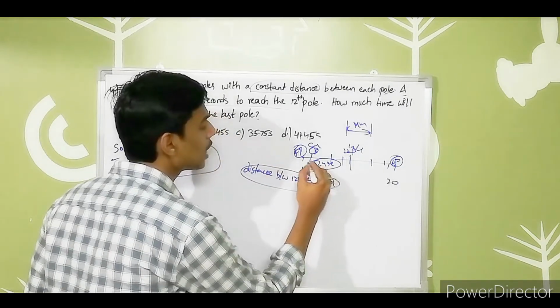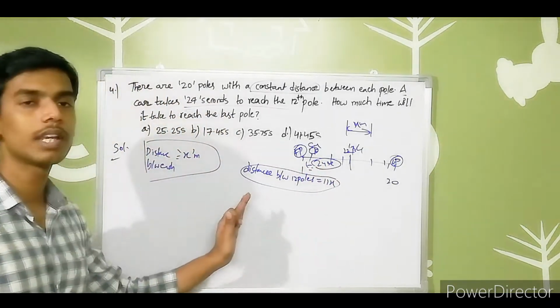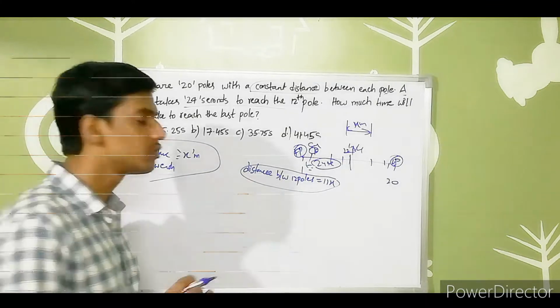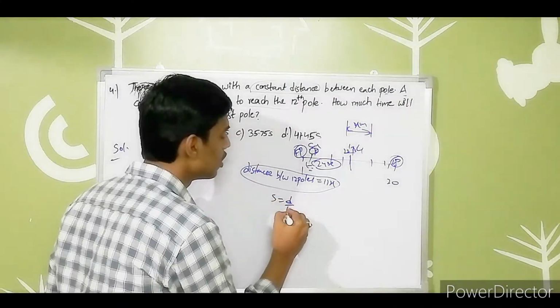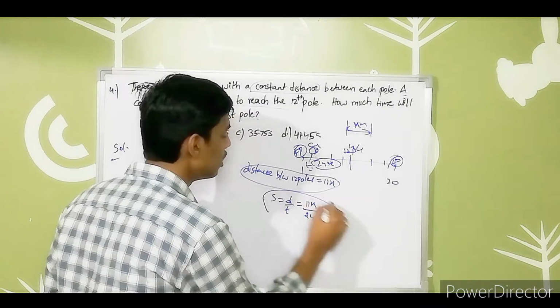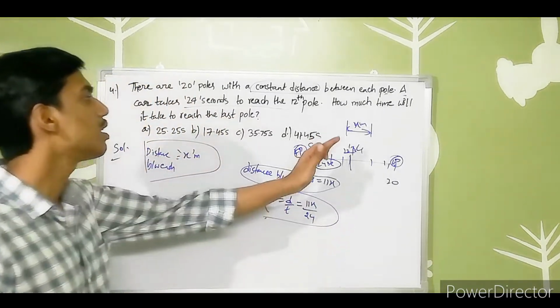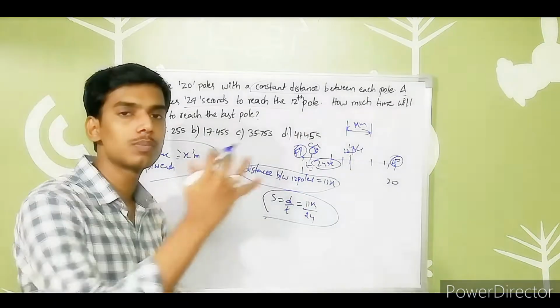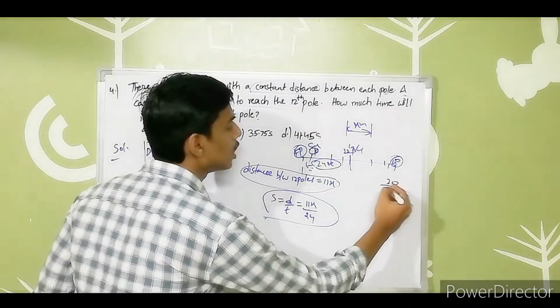As we already know the time and the distance, we can find the speed. The formula is speed equals distance divided by time. The distance is 11x and the time is 24 seconds, so this is the speed. But they are asking how much time it will take to reach the last pole, and the last pole means the 20th.